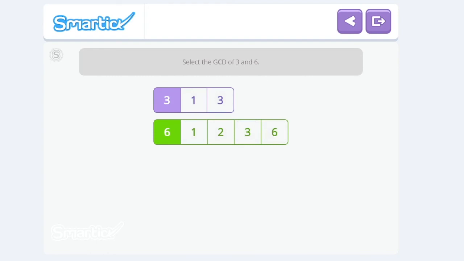So the greatest common divisor of 3 and 6 is 3. Awesome! You found the greatest common divisor of 3 and 6. Now keep practicing.